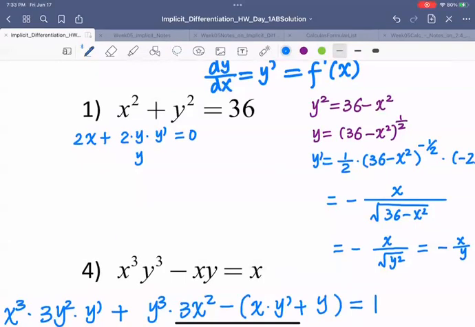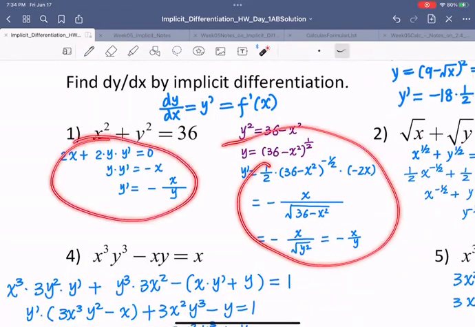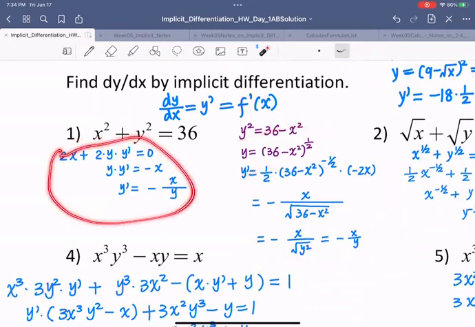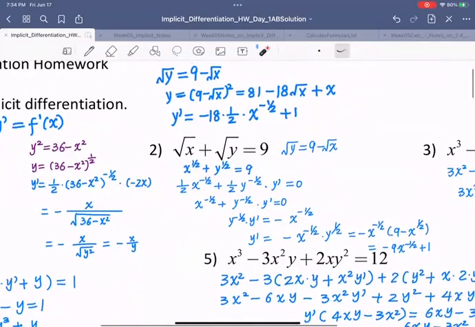Then y times y prime equals negative x, right? So y prime equals negative x over y. That's it. Compare: which way do you like? The second way. You can do this so quickly, right? Now, we will forget about the traditional way and just use a new way, okay?